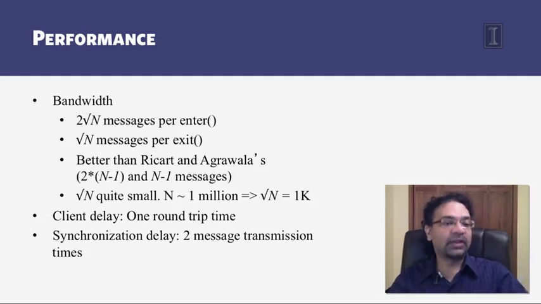You might think square root of n is still a large number. It's not constant for sure, but it can be fairly small. So if n is 1,000,000, for instance, then the square root of n value is about 1,000, which is a fairly small number. What about the delays?